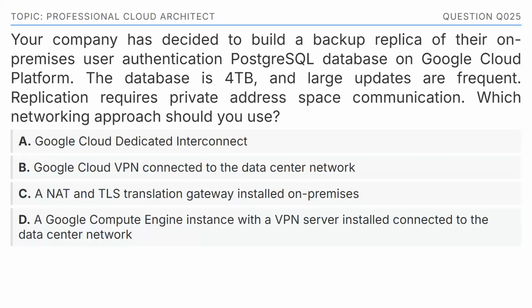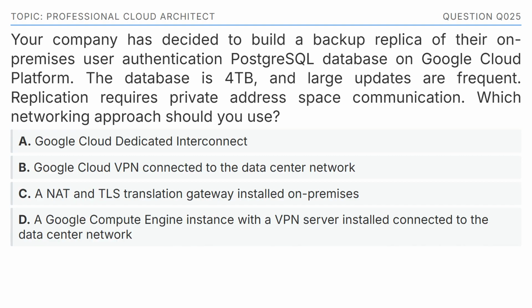Your company has decided to build a backup replica of their on-premises user authentication PostgreSQL database on Google Cloud Platform. The database is 4 terabytes, and large updates are frequent. Replication requires private address space communication. Which networking approach should you use?